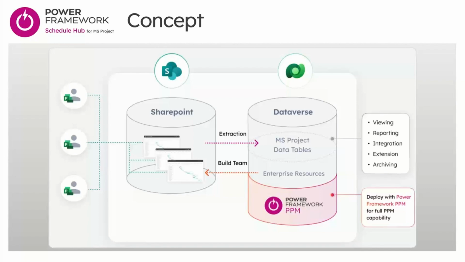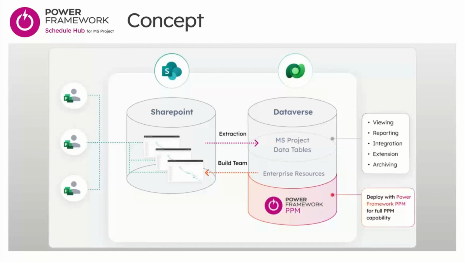Now, one of the key features of Schedule Hub is an extraction service that automatically kicks in and will take the data from these project plans that we're storing in a Schedule Hub SharePoint library and extract it out into a variety of tables that are stored in Dataverse. Dataverse, the database of the Power Platform, really Microsoft's most modern architecture for digital transformation, enabling low-code application development, easily now push the data into Power BI reporting.